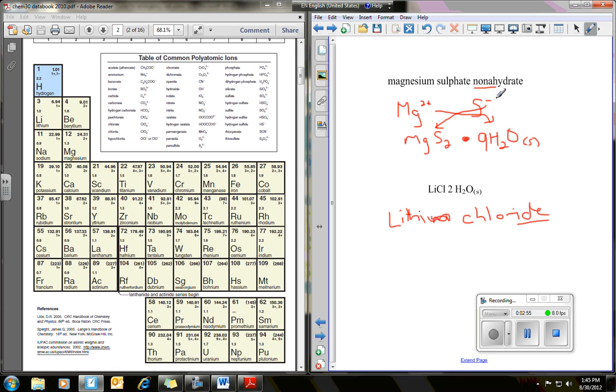And then you finish with, you need a prefix. So we only have 2 molecules of water. So 2 is represented by di, and it's dihydrate. Dihydrate. So lithium chloride dihydrate. And my writing is absolutely horrendous. Okay, hopefully you get this, and now you could try a few practice questions in your workbook.